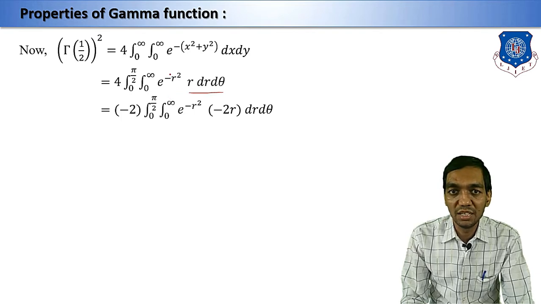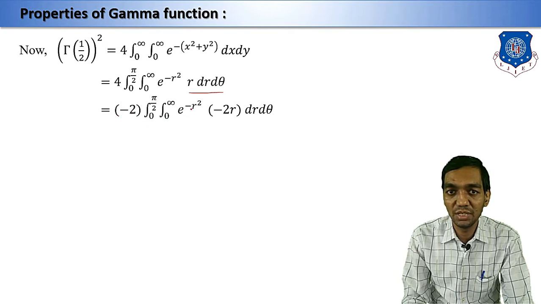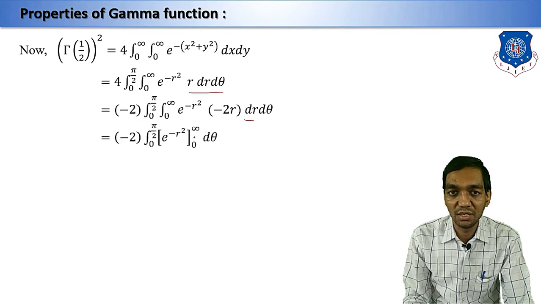So here, e^(f(x)) into f'(x), if we adjust in that form, then the function is directly integrable. So multiply and divide by -2. That will give -2 into the integration from 0 to π/2, integration from 0 to infinity of e^(-r²) into 2r dr. Now the first integration is with respect to r. So the integration of this term is e^(-r²).